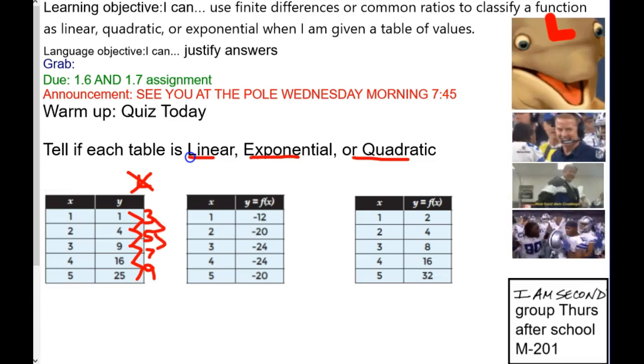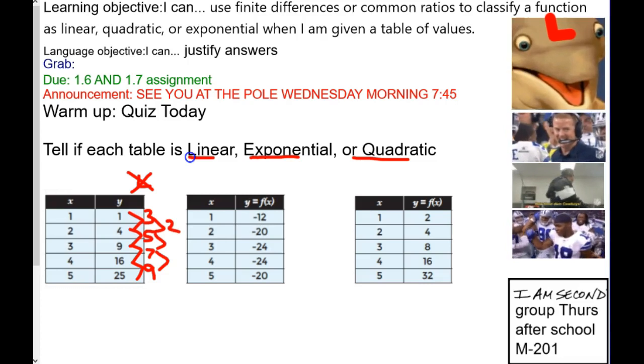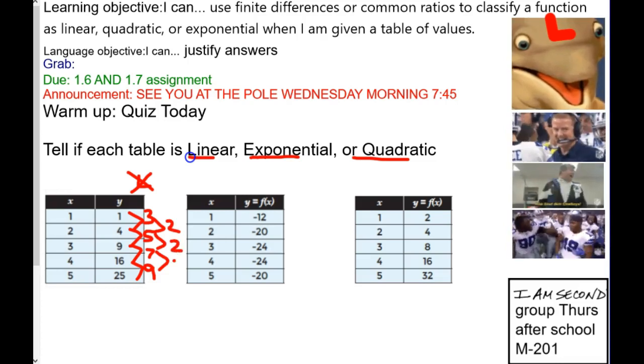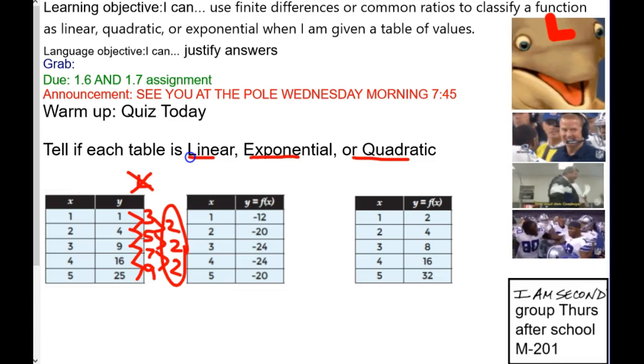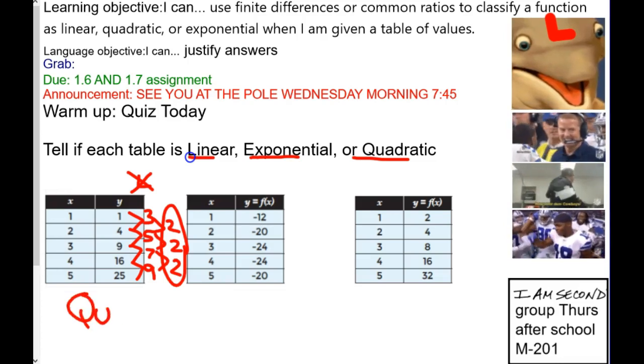So I'm going to find these differences. 5 minus 3 is 2. 7 minus 5, 2. 9 minus 7 is 2. The second difference is the same. What is it if the second difference is the same? Quadratic. Does everyone understand that? Everyone. Okay, so quadratic.